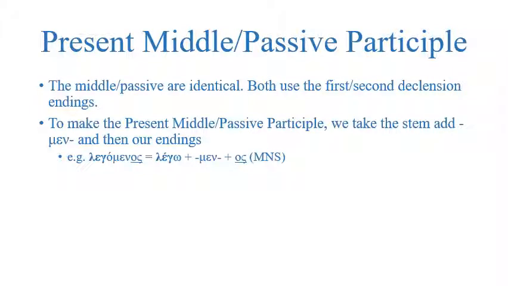As I said before, the middle and passive participle in the present are identical. And luckily we don't have the same situation as in the present active. Instead, both of them use the first and second declension endings for the masculine, the feminine, and the neuter. We have to make a slight change to make the present middle passive participle. We take the stem, we then add this insertion, men, mu, epsilon, nu, and then our endings.